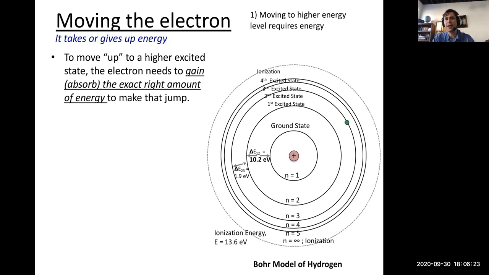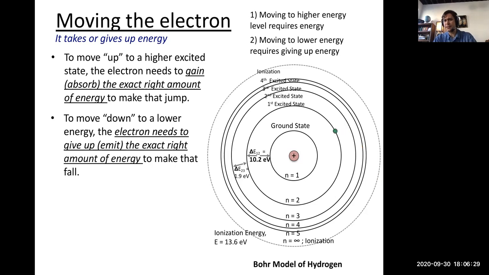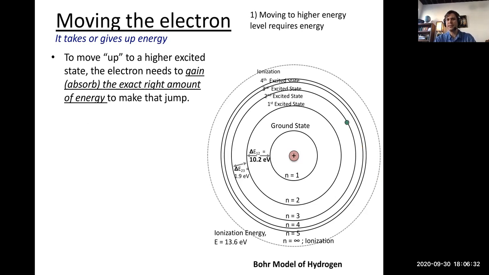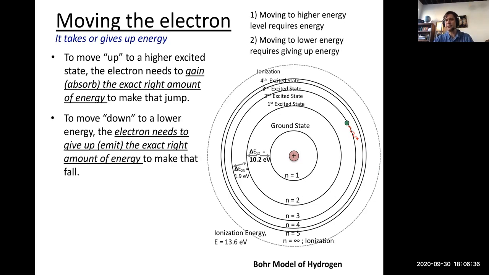Okay, so to move an electron to a higher energy level, it needs to gain energy. But what goes up must come down. So whenever it's going to move from a high energy level to a low energy level, that electron is going to give up energy, it's going to release it out to the universe in the form of a photon. And it will give up exactly 1.9 electron volts. So that photon it gave off, guess what? It has exactly 1.9 electron volts of energy. And that's how we move an electron down.